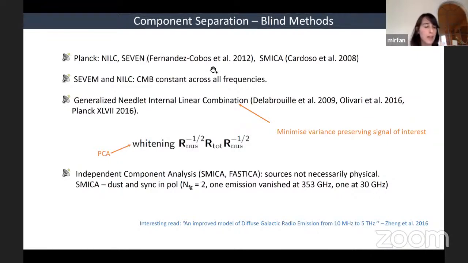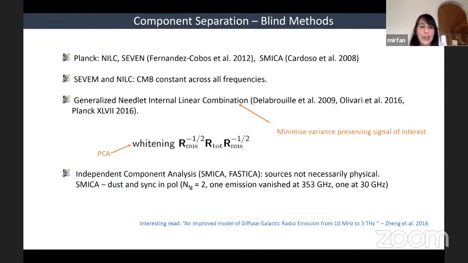Two of these methods, SEVEM and NILC, use something that is very unique about the cosmology in order to separate it out from the foreground. That's what you're aiming to do with the blind method, but they use something unique to just the cosmic microwave background, the fact that it's constant across all frequencies, and they use that to make their separation. NILC actually has been extended or generalized, so you now get the GNILC algorithm.